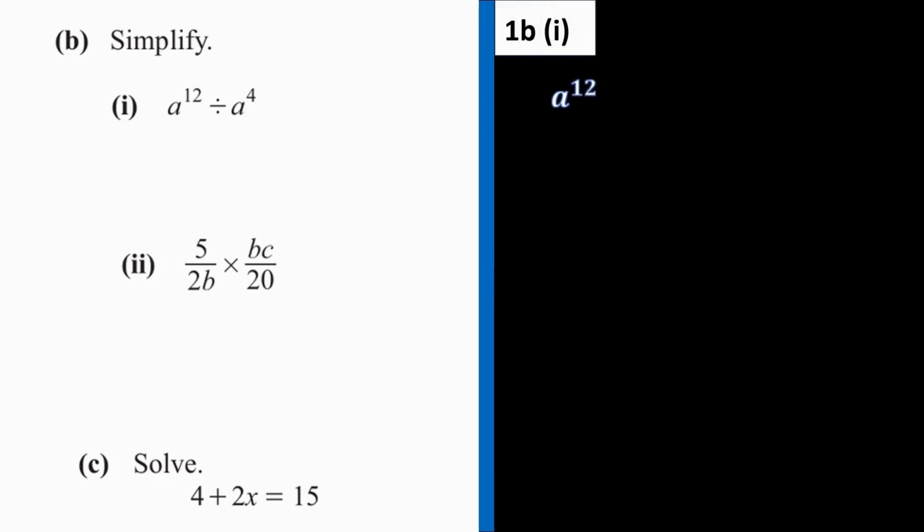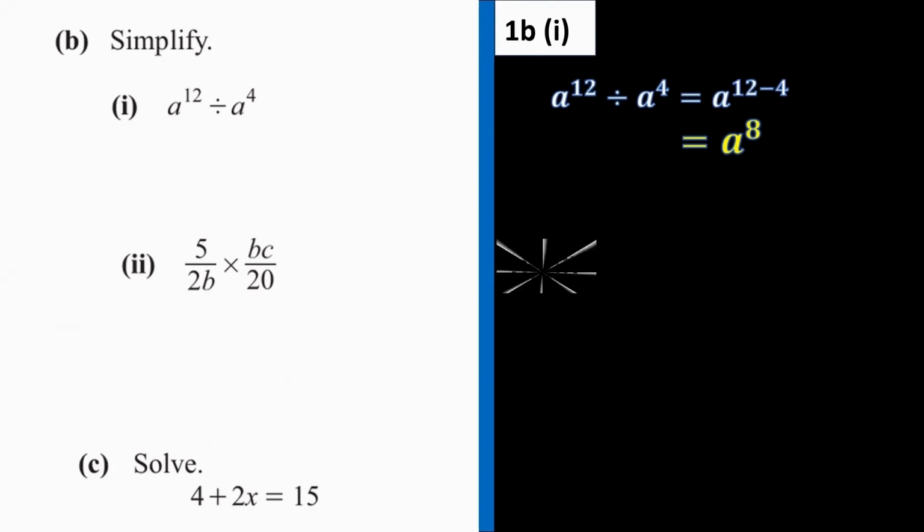We are going to use the law of indices. Because we are doing division and the bases are the same, both expressions come with base a, so we are going to subtract the index of the second variable from the index of the first, and that's why we have a raised to power 12 minus 4, and finally that will give us a raised to power 8, and that's the final simplification.